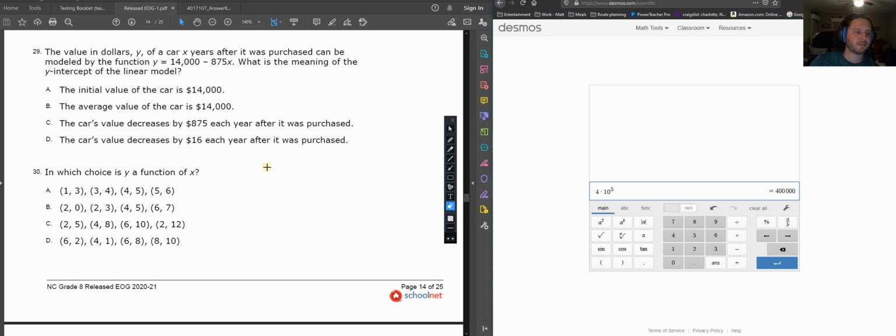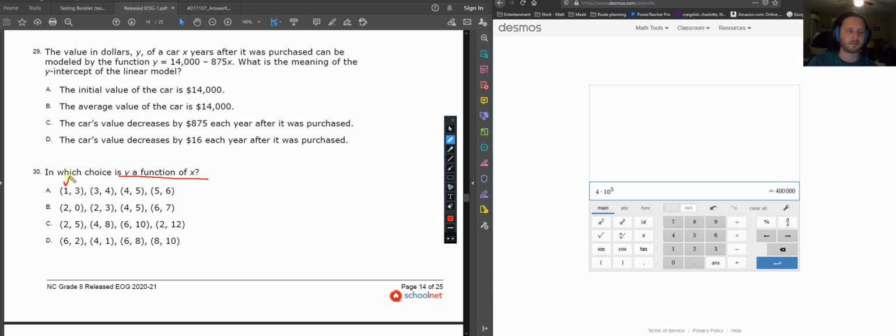And then last one, for which choice is y a function of x? Now, we've talked about the difference between linear function and regular function a few times, but here's the basic rundown. If it's just asking what is a function, period, that means you are just looking for the x value to not repeat. Linear function must have a constant rate of change or must be a perfectly straight line. But a function, period, just can't have the x value repeat.